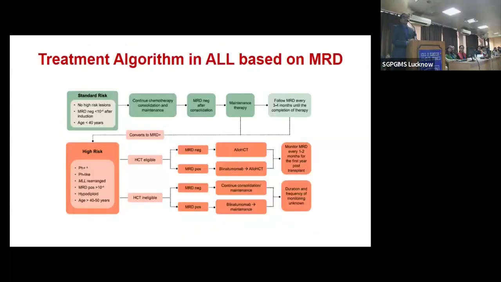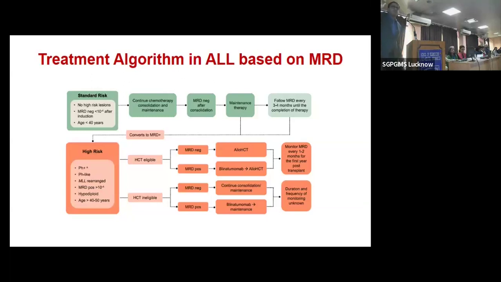Next. So just a treatment algorithm in ALL based on MRD. This is one of the algorithms being used by the majority of centers across the world, and they stratify the patients into standard risk and high risk based on the molecular markers. And then they usually give the chemotherapy. At the end of induction, they do an MRD. Then at the end of consolidation, they again do the MRD analysis both in standard risk as well as in the high risk. The high risk patients are usually SCT eligible because we are going with the haplo as well as the matched sibling donor transplant.